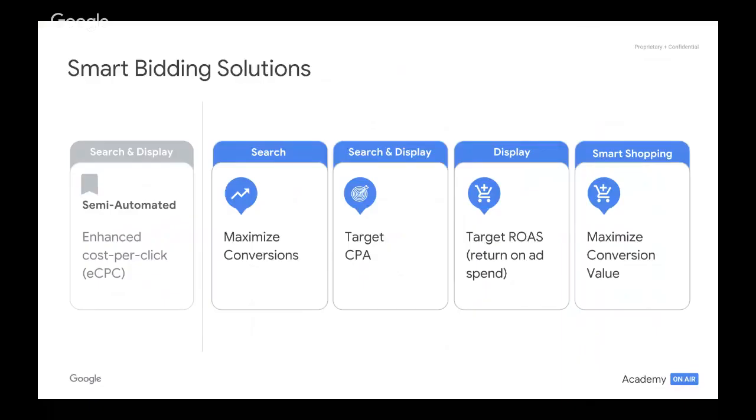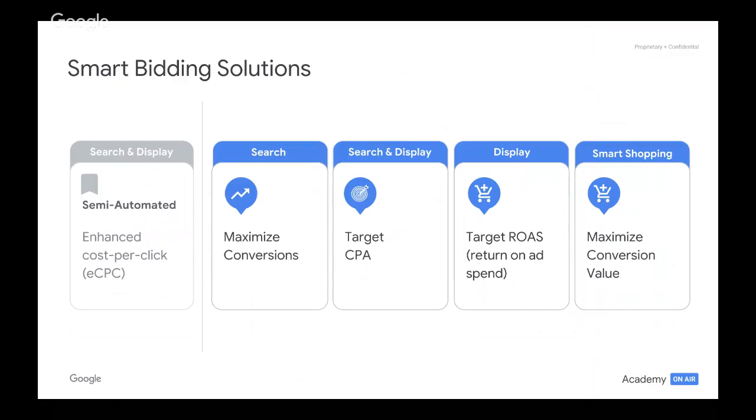So here on the right-hand side are our main fully automated bidding solutions. Here we have maximize conversions, target CPA, target return on ad spend, and maximize conversion value, which is available currently on smart shopping campaigns. The main three we're going to run through today are maximize conversions, target cost per acquisition, and target return on ad spend. On the left-hand side, you'll see grayed out we do have enhanced cost per click, which we would consider a semi-automated strategy, as you do still set your own manual CPC bids. But when we talk about smart bidding solutions, we're really talking about these three in the middle there.